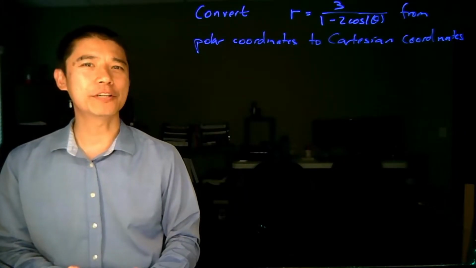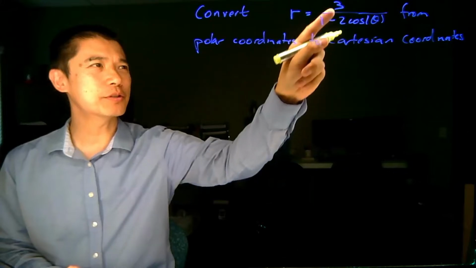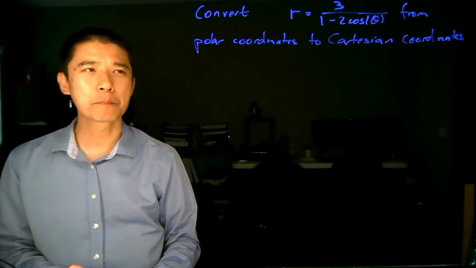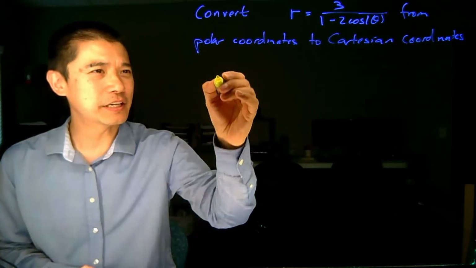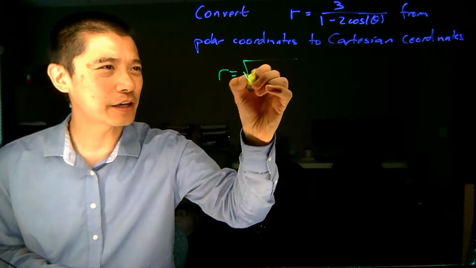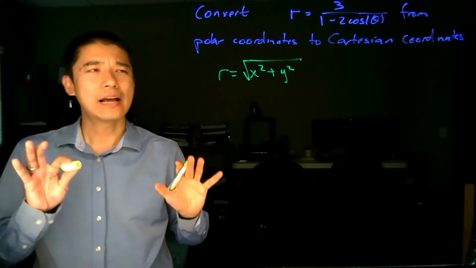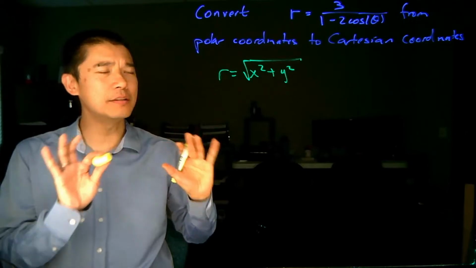So here's an example in the other direction. Convert r equals 3 over 1 plus 2 cosine theta from polar coordinates to Cartesian coordinates. Now you could start from the very beginning and substitute r equals the square root of x squared plus y squared and try to do all the manipulations from here. It'll work, but it'll just be a little bit messy.